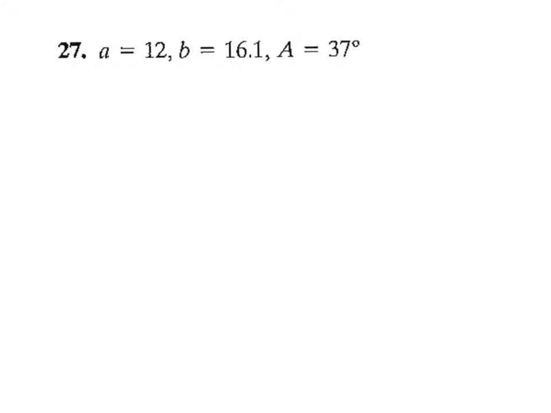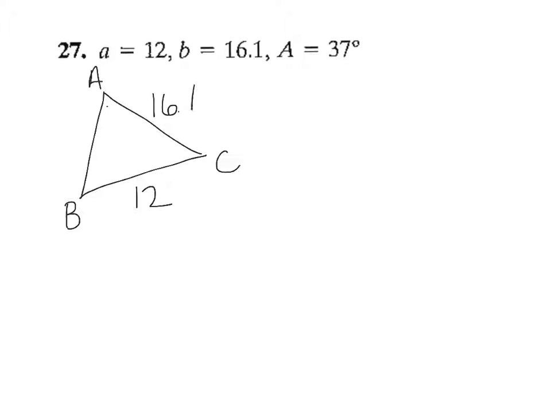All right, here is 27 from the 7.1 day 2 homework. I just want to work this out for you. So the first thing I'm going to do is draw the triangle. It's triangle ABC. Little a is going to go across from big A. Little b goes across from big B. And A, the angle, is 37 degrees.